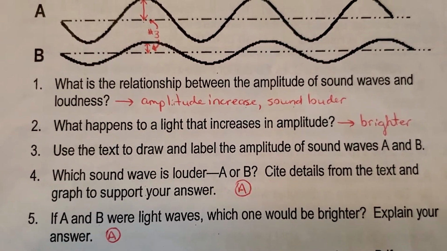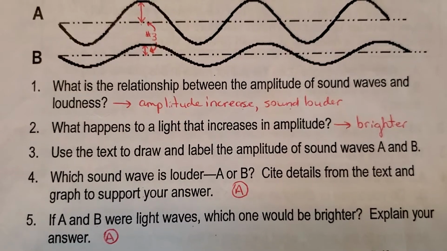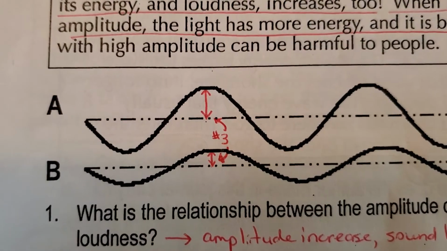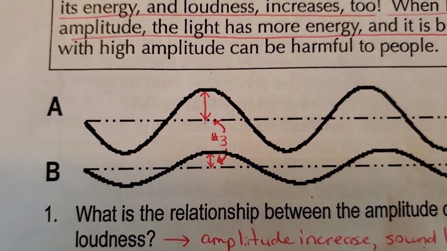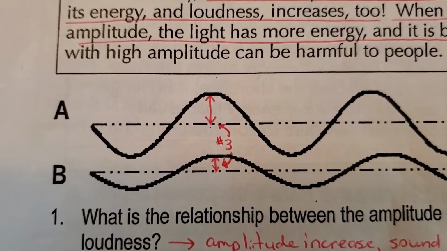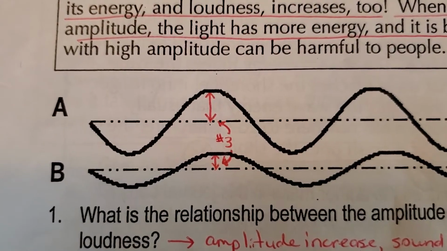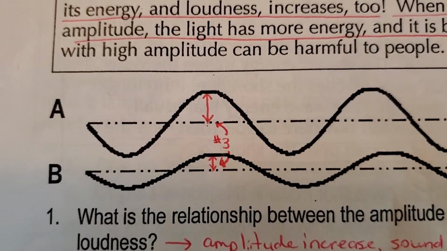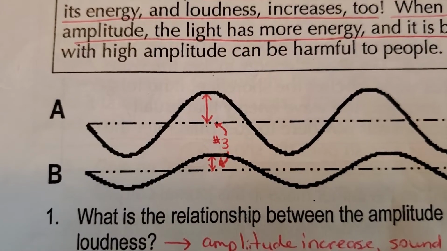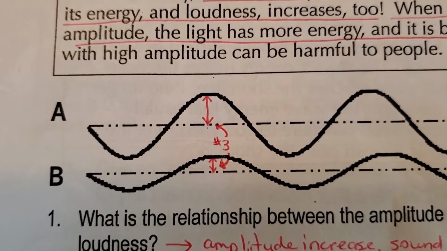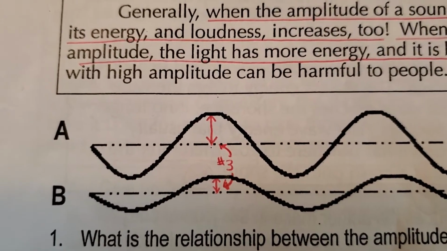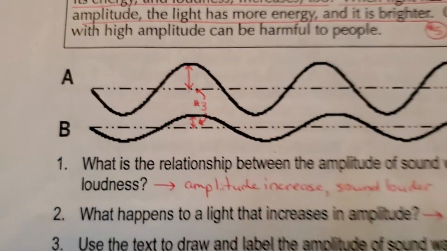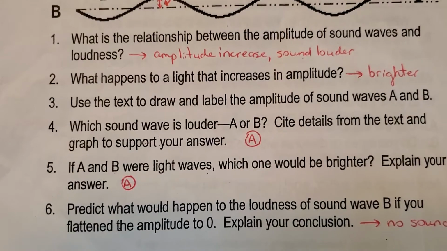Number 4, which sound wave is louder, A or B? Okay, here's the amplitude of wave A, the amplitude of wave B. They're saying which one is louder. Well, remember what we just learned. The higher the amplitude, the louder the sound. So which one of these has a bigger or higher amplitude? Yes, you got it. Definitely wave A. A is louder, B is softer, as far as sound is concerned.